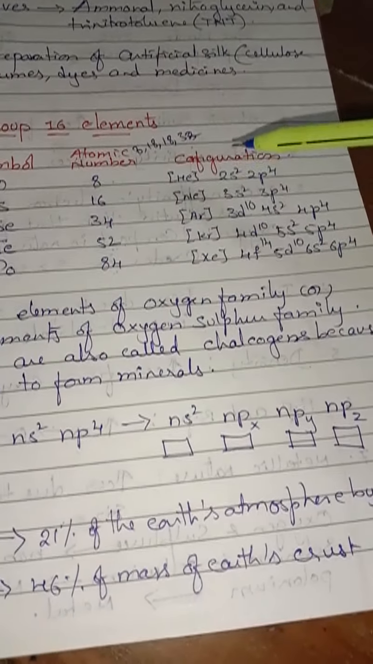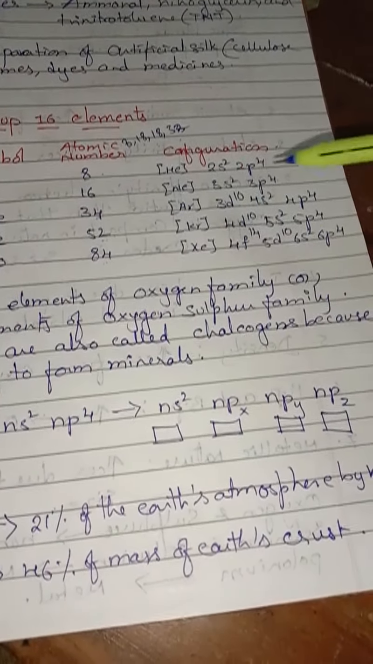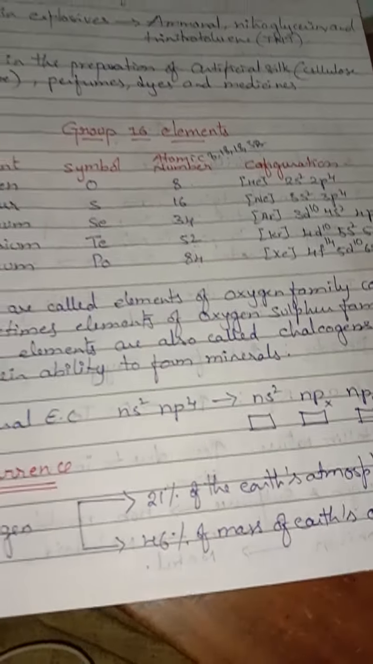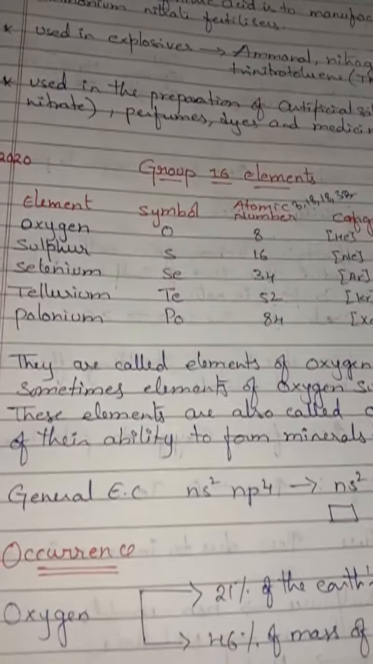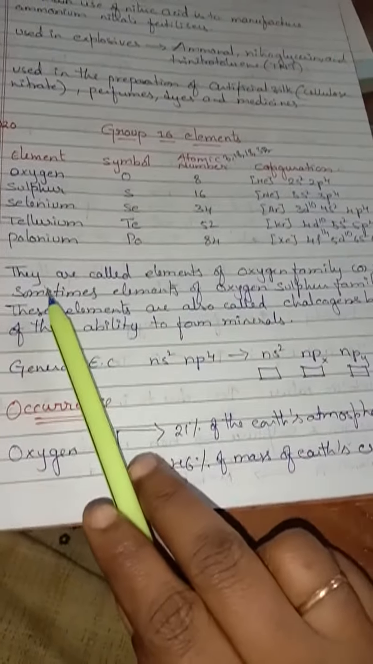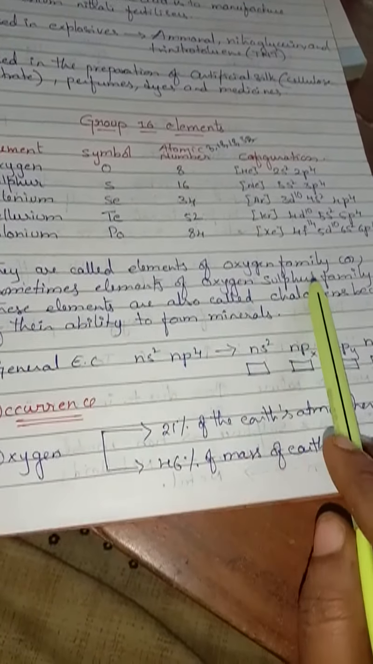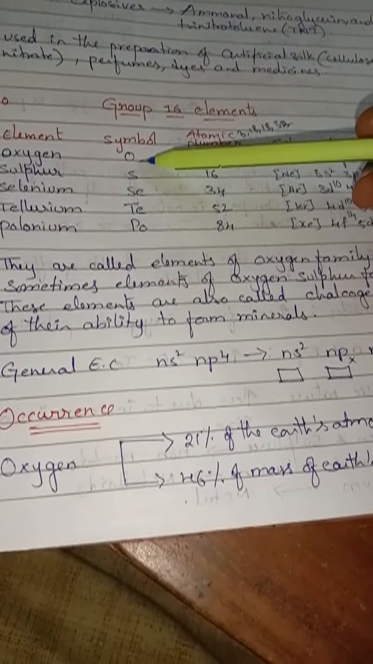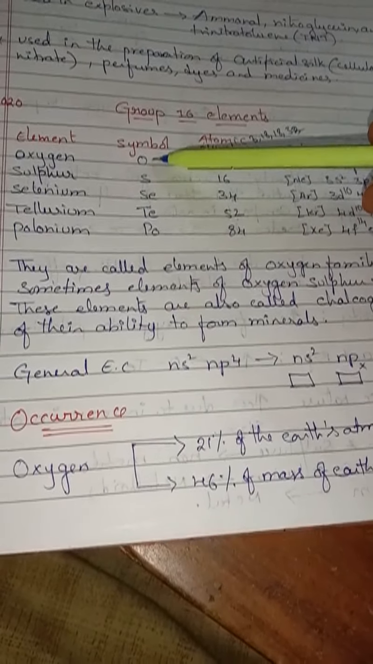So ultimately, what is the last electronic configuration we are going to get? 2s2 2p4, that means ns2 np4. The general electronic configuration of the group 16 elements is ns2 np4. So they are also called the elements of the oxygen family. Why are they called the oxygen family? The starting element of this group is oxygen, so that is why.